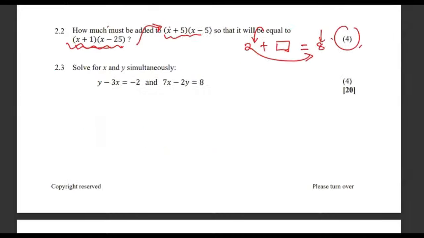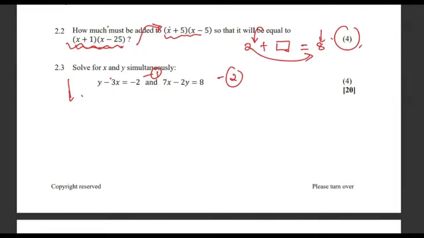So sweet, so sweet. 2.3, simultaneous equations. So with simultaneous, we have two methods. Ne? We have elimination, we also have substitution. So in this case, I'm going to use substitution. So I'll call this equation 1. I'll call that equation 2.